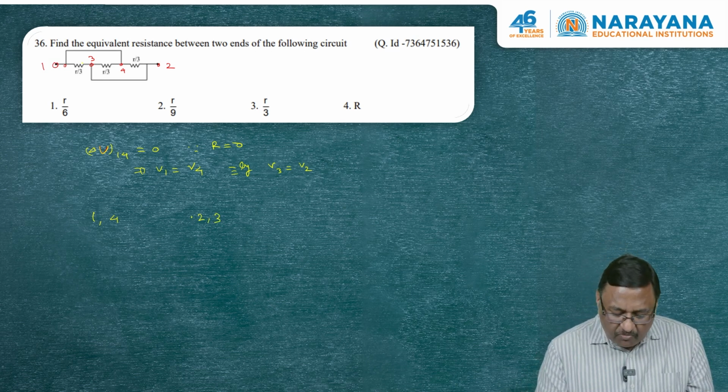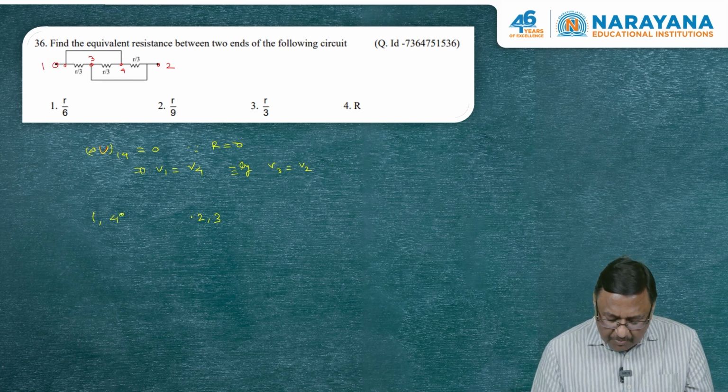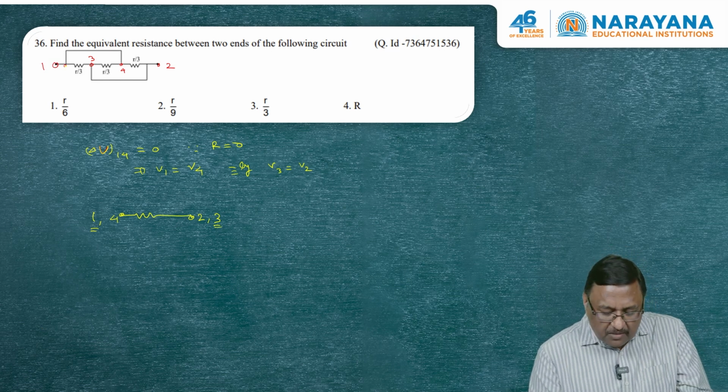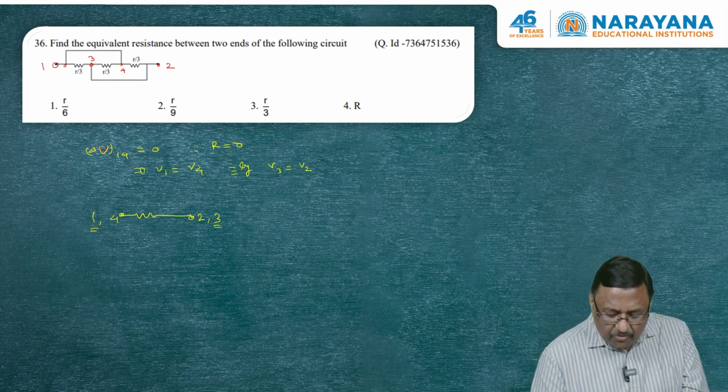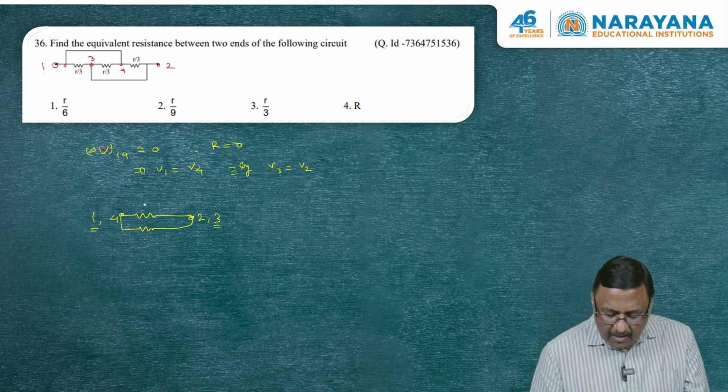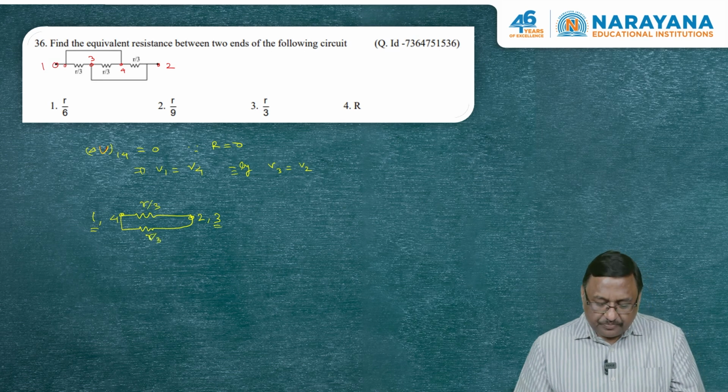Now you can say between 1 and 3 there is a resistance. So let me say it is 1 here, it is 3 here. Between 1 and 3 there is 1 resistance. Very easy for us to follow. Similarly, I can say between 3 and 4 there is a resistance. So there is a 3 point, there is a 4 point, and there is another resistance between 3 and 4. It is given to be R by 3. It is also R by 3.